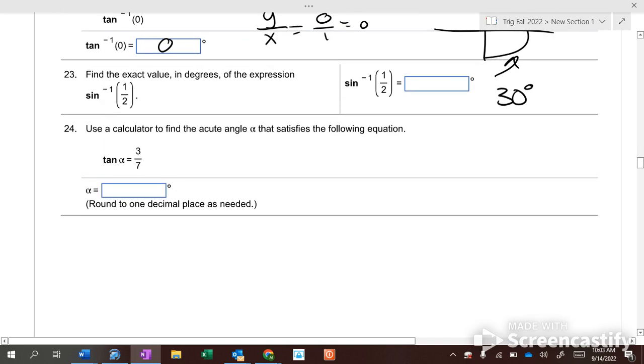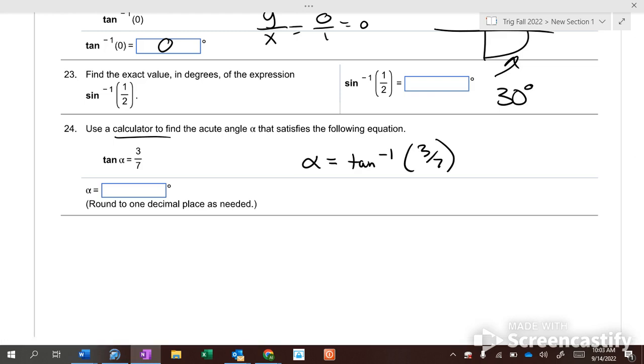Then, on 24, use your calculator. So to figure this out on your calculator, your angle equals the inverse tangent of 3 over 7. So, yeah, I don't think I'd do it any other way than using my calculator. So what is it?